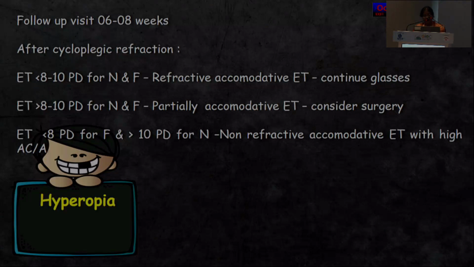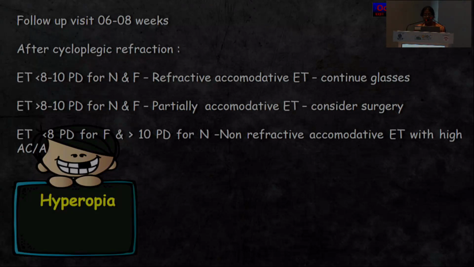In the follow-up visit, if the child has less than 8 to 10 prism diopters of ET for near and far, then we are sure that it is a refractive accommodative esotropia, and we can continue with the same glasses. And remember that if it is refractive accommodative ET, we need to prescribe full plus. And if the child on follow-up has more than 8 to 10 prism diopters for near and far, it means he has partially accommodative ET. So we have to plan surgery for the remaining amount of esotropia.